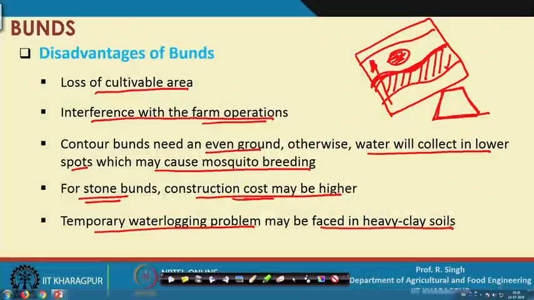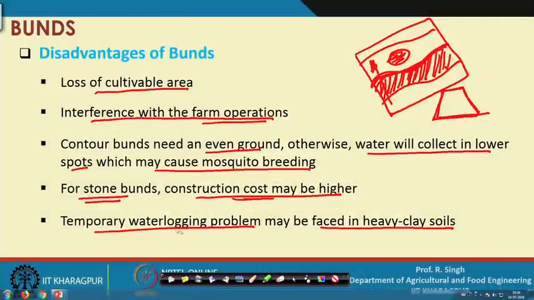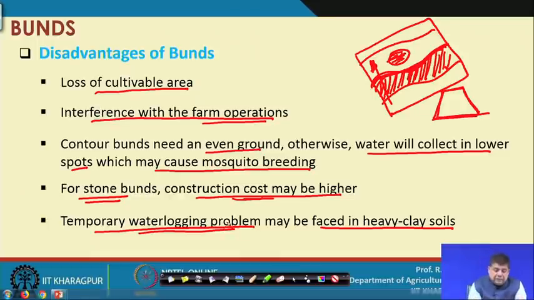Then a temporary water logging problem may be faced in heavy clay soils, which is quite obvious because we are allowing water to stay here for a longer period of time, assuming that most of this water will get infiltrated. But if it is a heavy clay soil which has a very low infiltration rate, then water will not get infiltrated, and that means water will be standing there for a longer period of time, which might result in water logging problems or may affect crop production in that particular area. So, that is why we have to be careful in what kind of soils we are constructing the bunds. This is a matter of concern and we have to be careful about that.